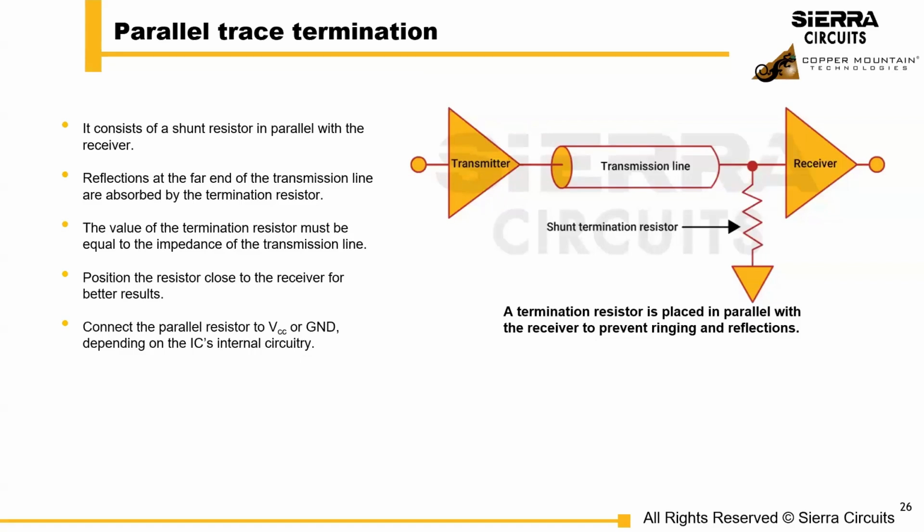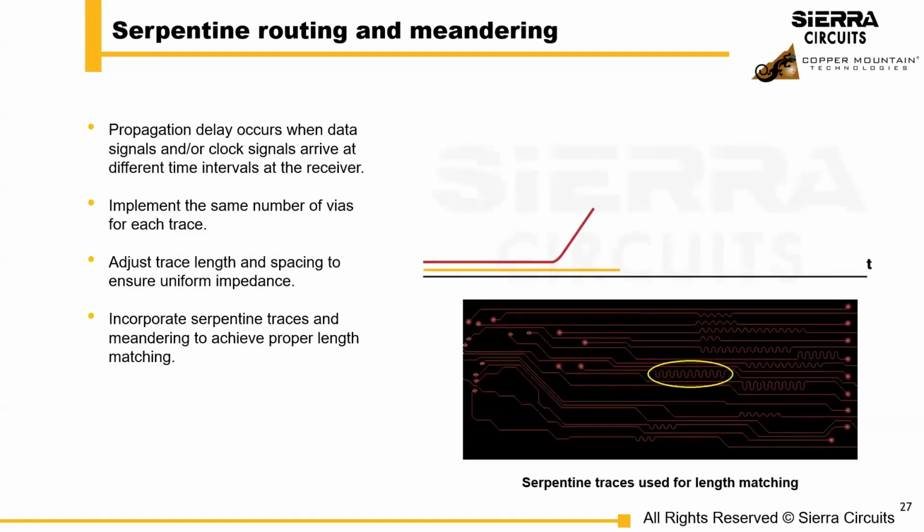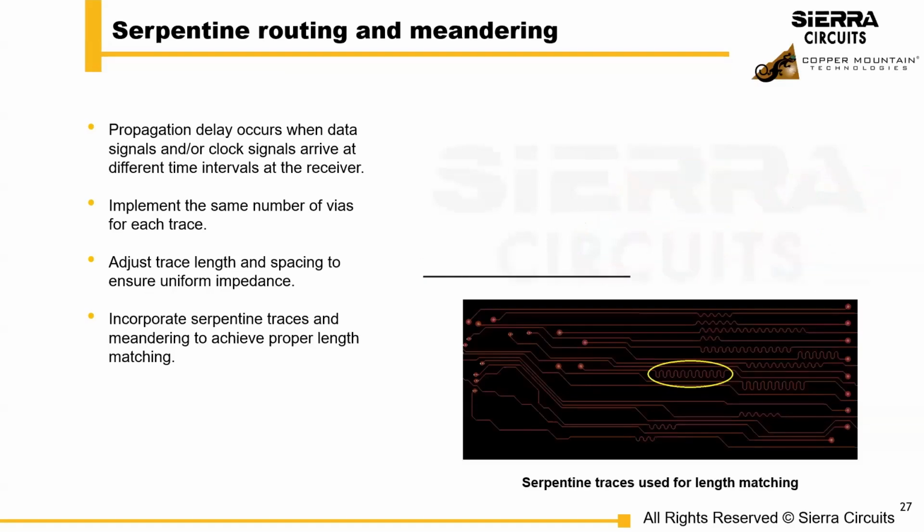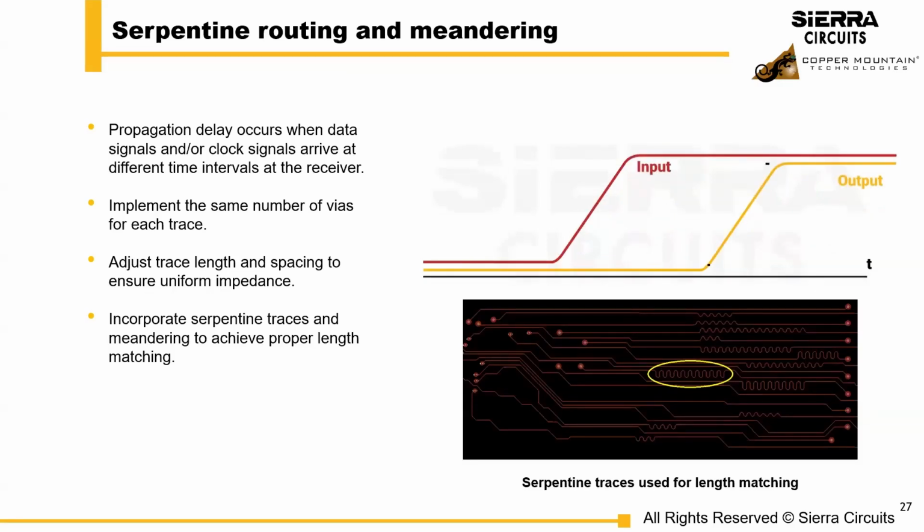So parallel trace terminations involve placing a shunt resistor in parallel with the receiver. This matching resistor absorbs all reflections at the far end of the transmission line. And you can connect the parallel resistor to the power supply or ground plane depending on the IC's internal circuitry. And then you can do the serpentine routing, and it really allows for signal synchronization. And you can see that if you can do a 3W, that would be best. If you can't, then that's understandable. Designs are getting more dense, but just understand that this is an important option.